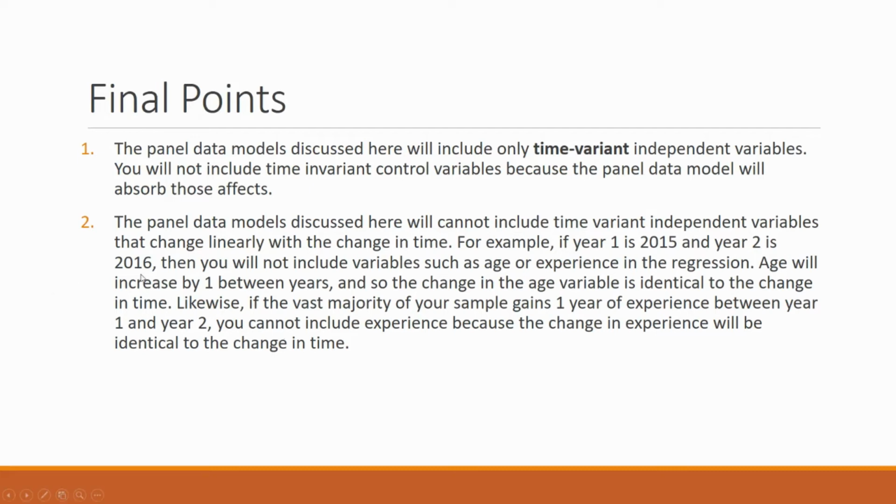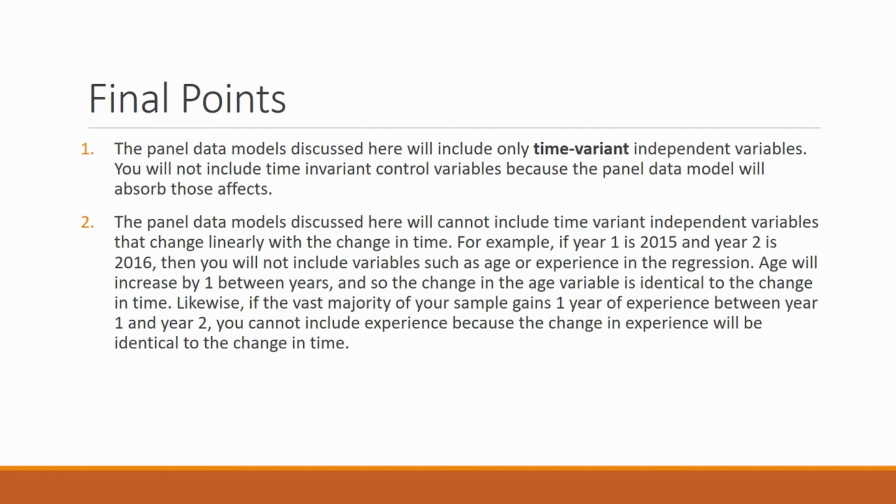Point number two is just a couple of wrapping up points. The panel data models that we've discussed here will not include time variant independent variables that change linearly with the change in time. I think the best way to explain that is to use a couple examples. But the point is this: there are some independent variables that do change across time and you still won't use them. You won't include them in your regression. Let me give you some examples.